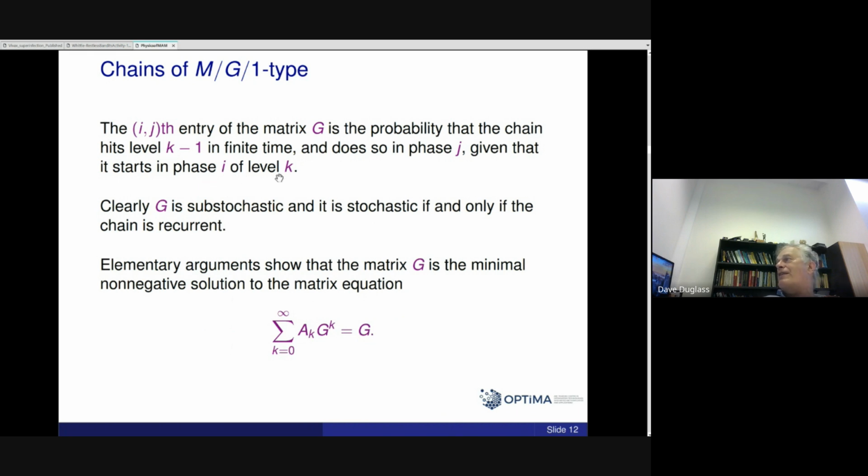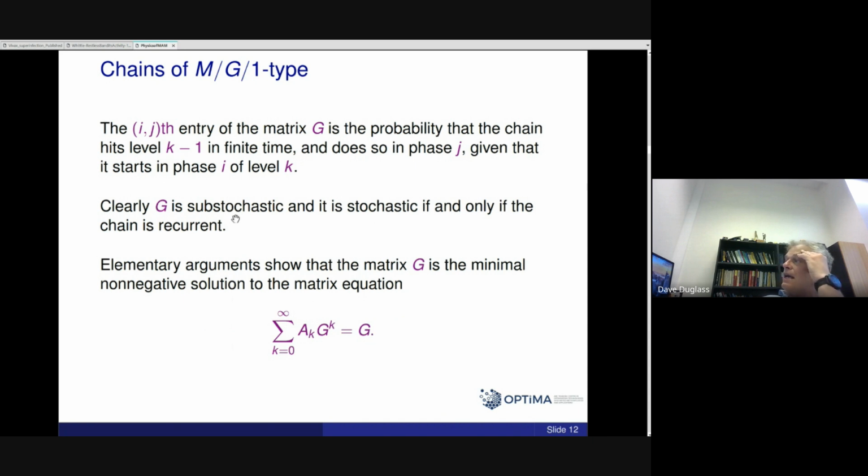Again, you start out in phase I of level K, you might go up to level K plus 1, K plus 2. You might stay the same. At some stage, you'll go down to level K minus 1. And when you do, you're going to hit level K minus 1 in some phase. And so the ijth entry of the matrix G is the probability that when you first get to level K minus 1, you hit it in phase J.